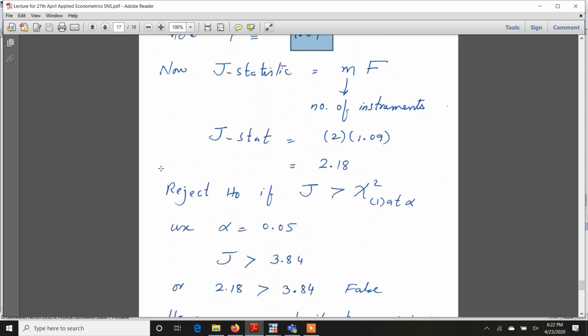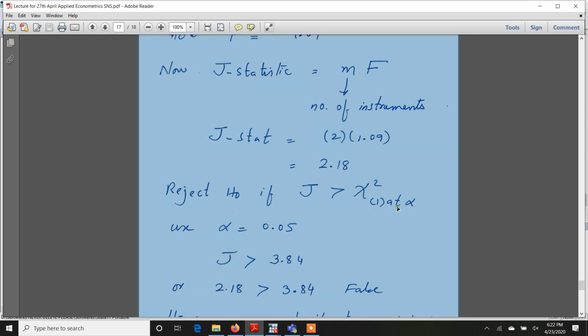So you reject H naught if J is greater than chi-square at 1 degree of freedom at alpha. And why is this degrees of freedom 1? Because it is actually equal to the number of instruments minus the number of exogenous regressors. We have 2 instruments and 1 exogenous regressor, which was income D. So 2 minus 1 is 1. So we reject H naught if the J stat is greater than chi-square at 1 degree of freedom at alpha level of significance.